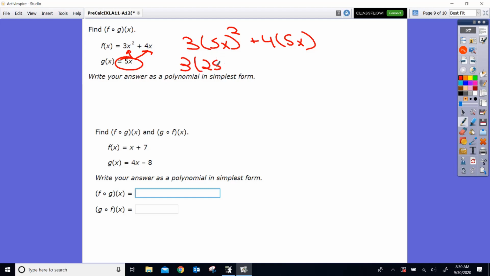There we go. Now everybody can do the last piece. It's 4 times 5x. 20x. So what is that 3 times that 25? 75 in the x squared. Hopefully those of you that missed it figured it out.